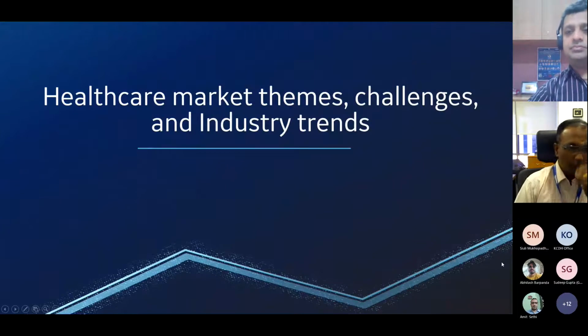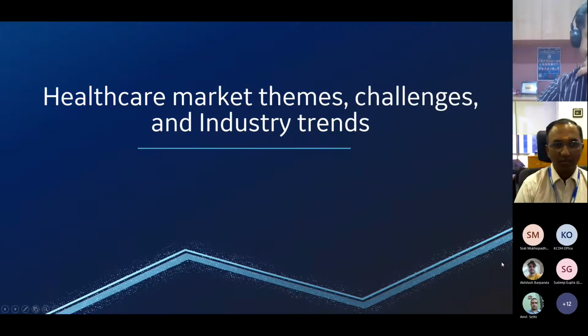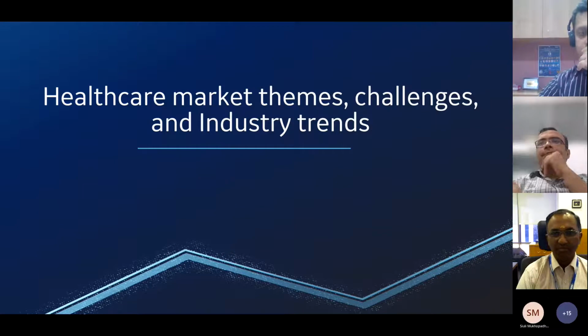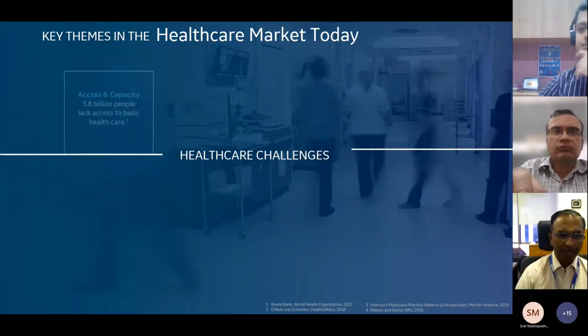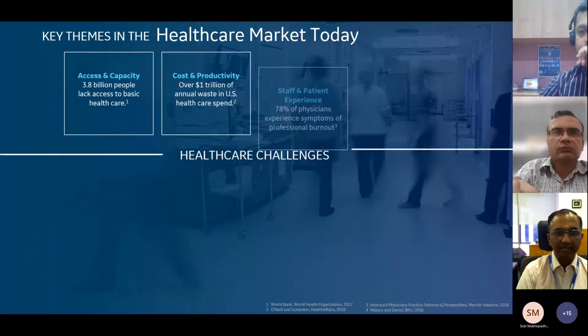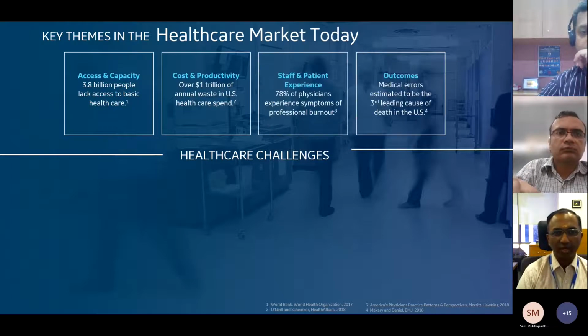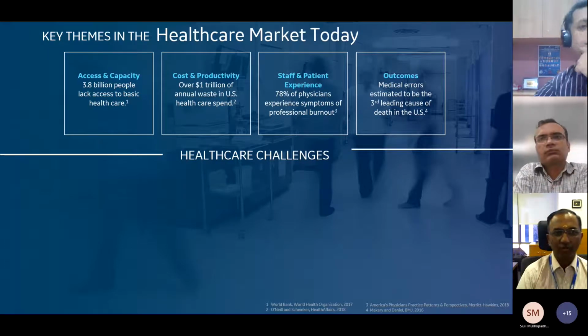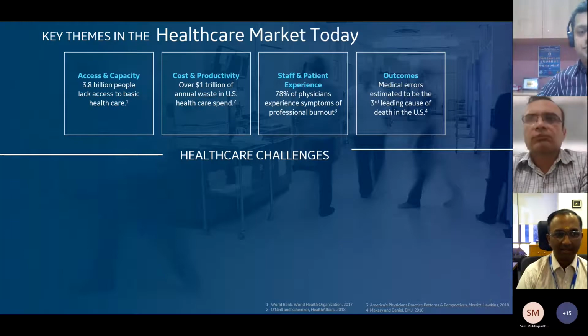So the topic of my discussion today is the healthcare market themes, especially in the space of digital, the challenges we are facing and the big trends we are seeing in the industry. I would like to start with the key themes in the healthcare market today. Broadly, pretty much all the healthcare companies in India and maybe on this planet are focusing on four key themes. One is access and capacity.